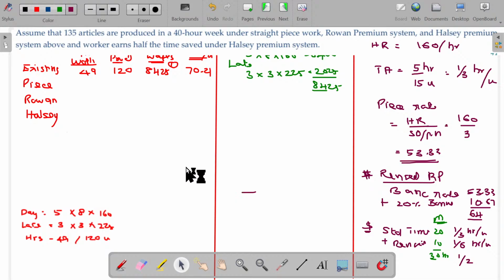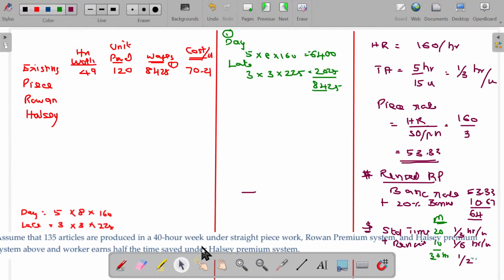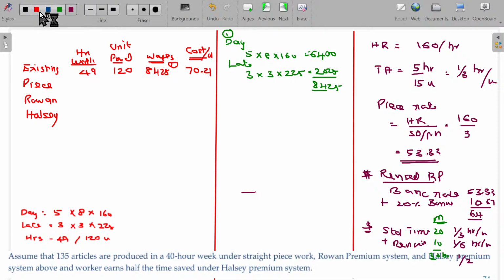We got the standard time as well as the revised piece rate. Come on, under piece rate, assume that only 135 articles are produced in a 40-hour week under straight piece, Rowan and Halsey plan, and workers earn half the time saved under Halsey premium plan. In case of Halsey, half means 50% scheme, whether it's 50% or 30% or 1/3. Whatever it may be, if nothing is stated, Halsey will go with 50%, or any number given in the question can be followed here. So here 50% scheme.